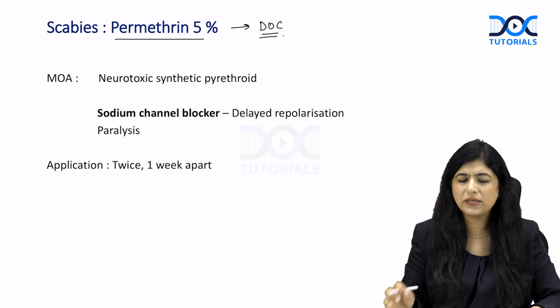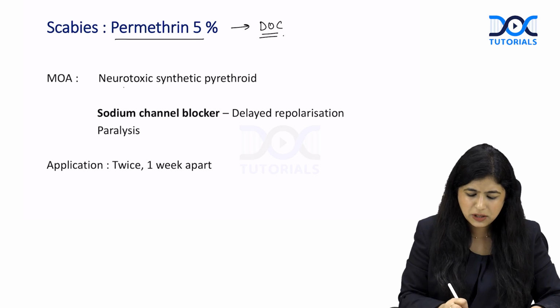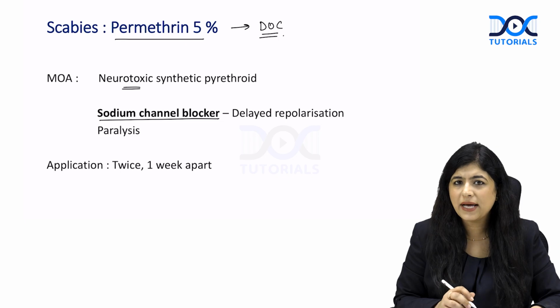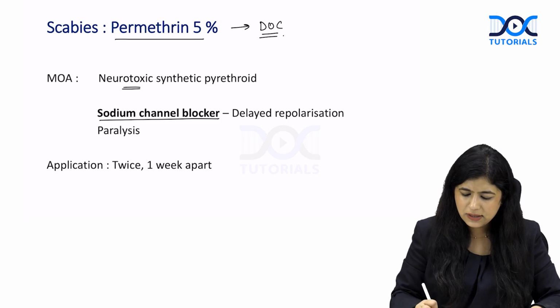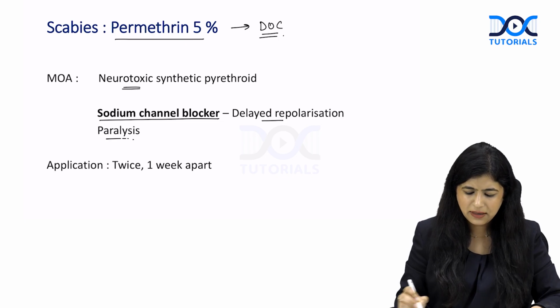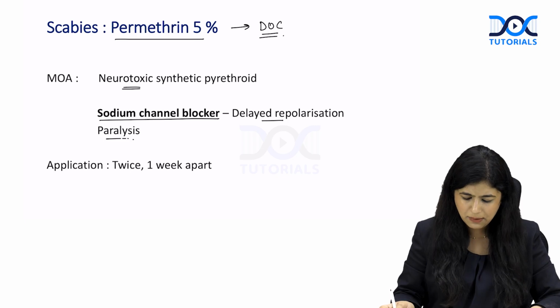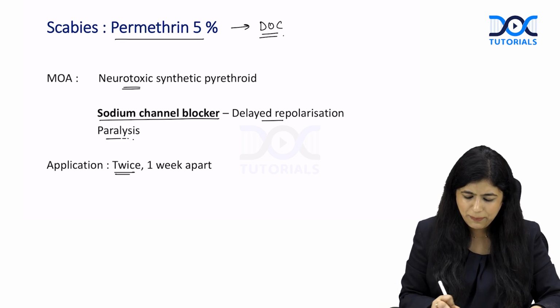So remember, the drug of choice is permethrin 5%. It is a neurotoxic pyrethroid, which blocks the sodium channel in the nerves, causes a delayed repolarization and thus paralysis of the mite. It is given in 2 applications, 1 week apart.